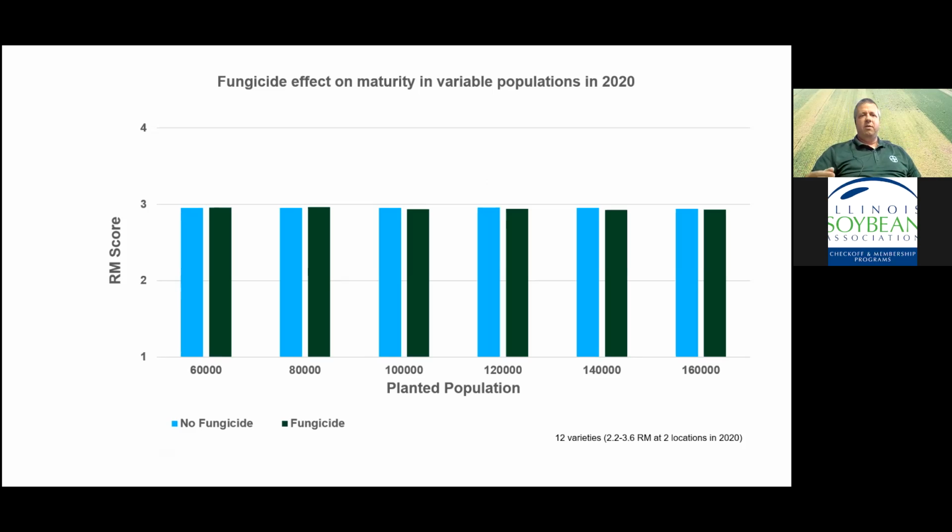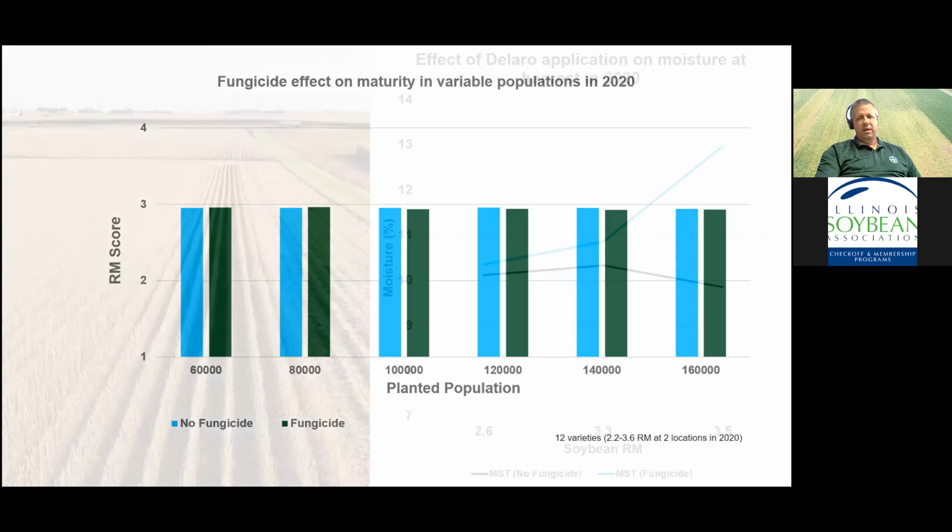What we saw, which was interesting to me, is that we really didn't find a measurable difference in the time at which those plants matured. At any population, I thought maybe there'd be a correlation between population, fungicide, and maturity, and we really didn't see anything. The population was irrelevant, as well as the fungicide application.